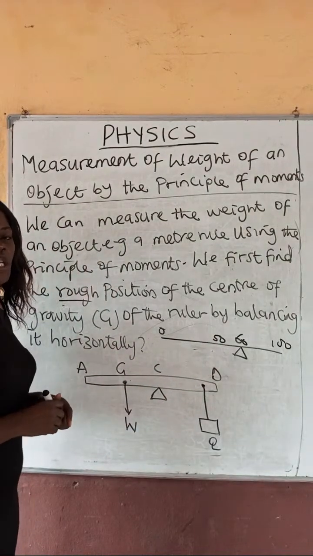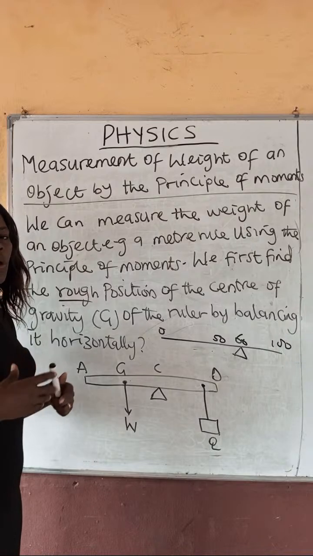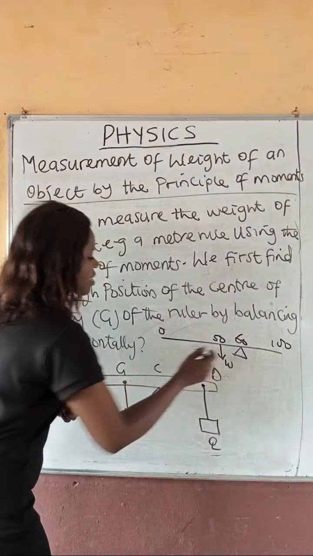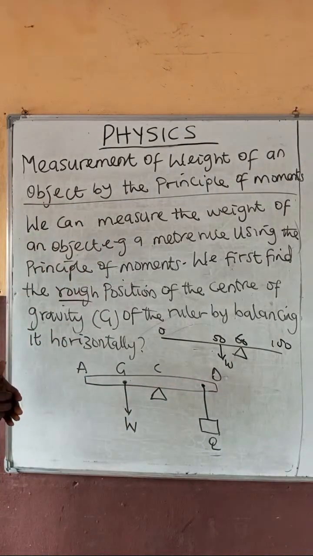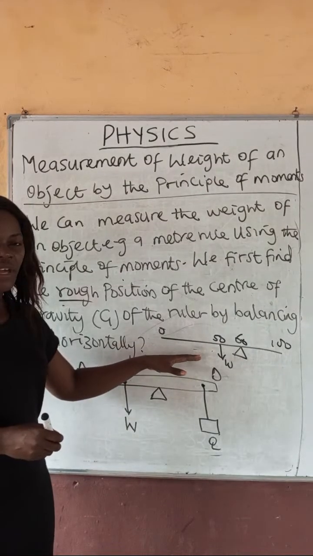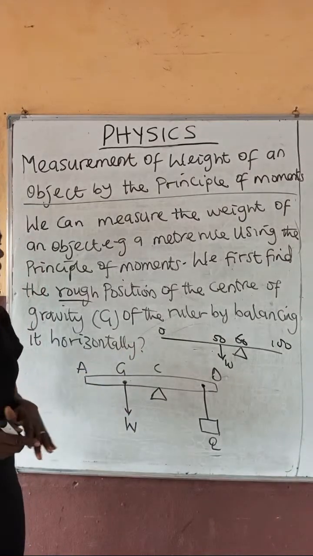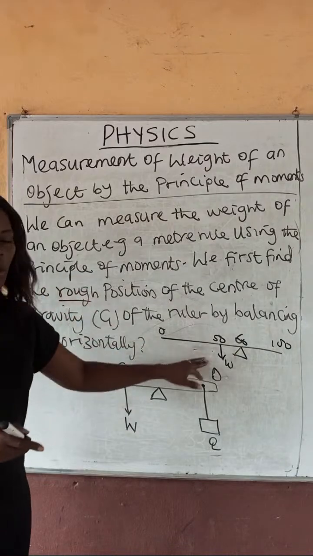And you're asked to find the weight of the meter rule. We already know that the center of the meter rule is supposed to be 50. So you're going to place the weight here to get what you're looking for. That is what we are talking about. Using the measurement of weight by the principle of moment, we can get the weight of a ruler, or weight of any bench, or weight of anything, by using a rough position of the center of gravity.